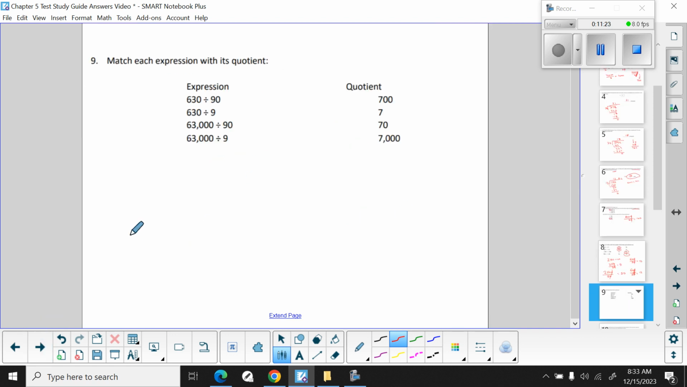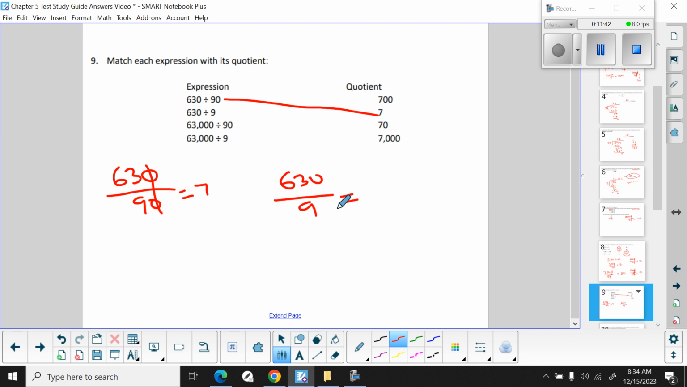Alright, number 9. Match each expression with its quotient. So I'm going to do this again. 630 divided by 90 is the same as 63 divided by 9, which is just 7. So there's our match. 630 divided by 9. Well, 9 goes into 63 7 times. With a 0 at the end, 70 is the answer there.